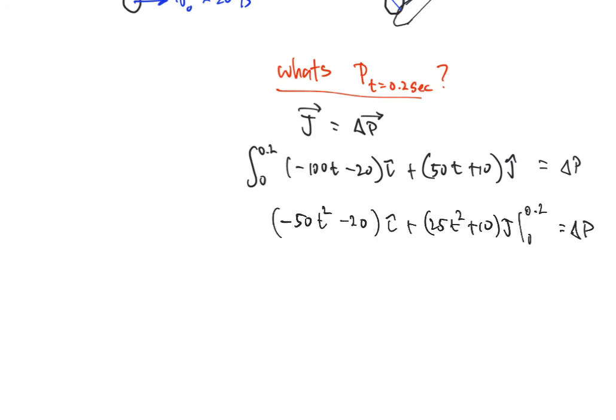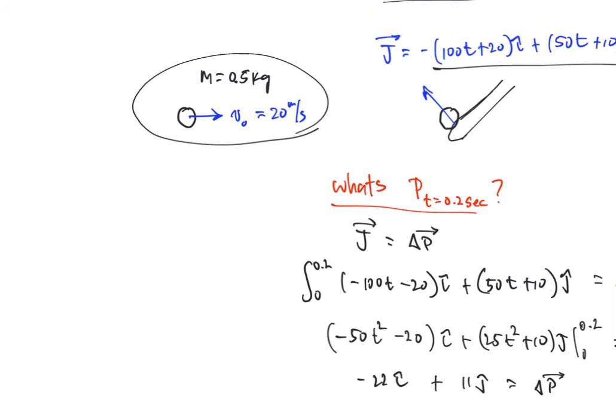So what's this going to be? T squared is 0.04, so that's going to be negative 22 I hat, and this will be plus 11 j hat is the change in momentum. Then I have to ask myself, what is the change in momentum? It's going to be the final minus the initial. Initially, the momentum P naught, the P at t equals 0, is going to be 10 kilogram meters per second I hat in the positive direction. Again, I'm calling to the right the positive direction.